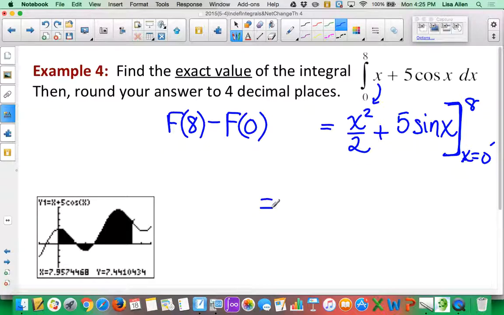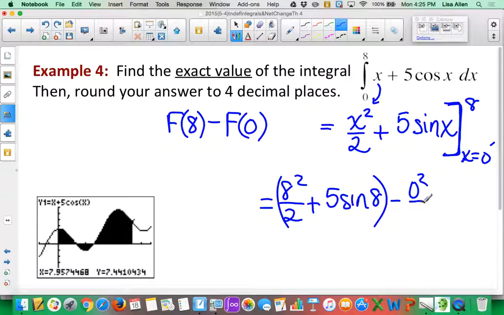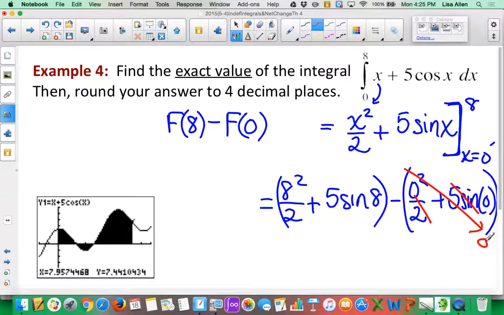It's equal to then 8 squared over 2 plus 5 times sine of 8 minus, then we have 0 squared over 2 plus 5 times sine of 0. Now here's another example where 0 squared over 2 is 0. That's gone. 5 times sine of 0. Sine of 0 is also 0. So this whole expression goes to 0. So we end up with the following expression. We end up with 64 over 2, or 32, plus 5 times sine 8.